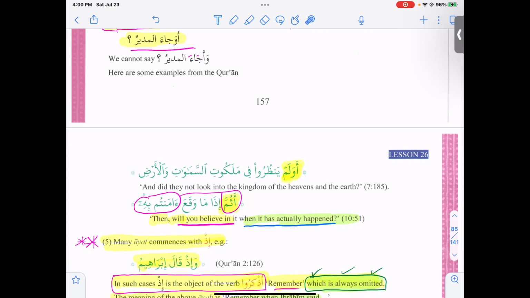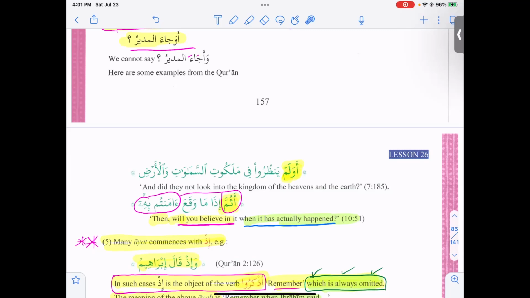Thumma, you know, harfu atfin, and then thumma, again Hamza in the beginning of it. This is a conjunction, thumma, then, idha ma waqa'a amantum bihi. Now, it is a little complicated in a way, but it's the most eloquent way to compose the sentence. I will say, just for the understanding, athumma amantum bihi idha ma waqa'a. Ma will be alladhi. When it occurs, when it actually happens, I'm reading again. Athumma amantum, and then you will believe, idha ma waqa'a, when it will actually happen.